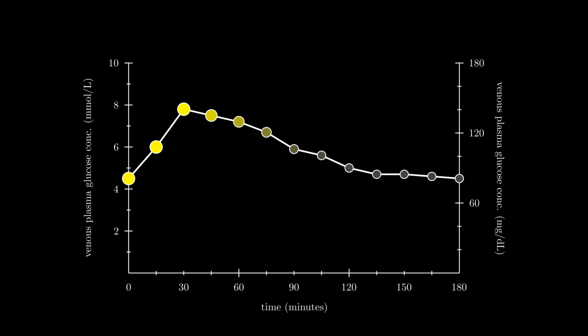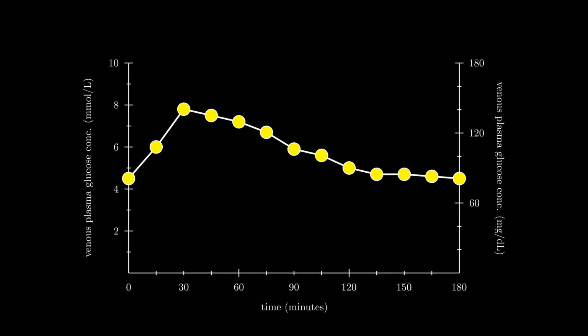Let's now draw a coordinate system with the x-axis representing time since glucose intake and the y-axis showing the venous plasma glucose concentration measured in both millimoles per liter and milligrams per deciliter. By plotting and connecting the obtained data points, we get a curve like this. The curve begins at some baseline value, peaks approximately 30 minutes after intake, and then gradually returns to baseline.